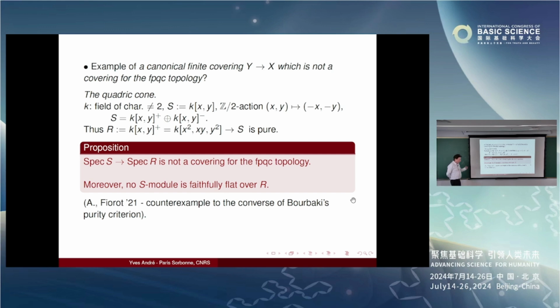To prove that it is not a covering for the FPQC topology, you have to prove that there is no Z sitting atop Spec S so that the composition is faithfully flat. And this is not so easy, in fact. It's rather tricky, but one can prove something even more: that there is no S-module, not only S-algebra, which is faithfully flat over R. So this gives a counterexample to the converse of Bourbaki's purity criterion. This question of the converse was asked a long time ago by Daniel Ferrand. This is in a paper with Ferrand.